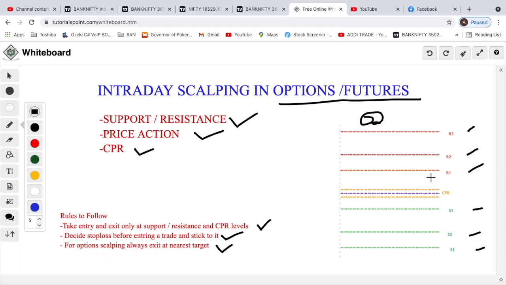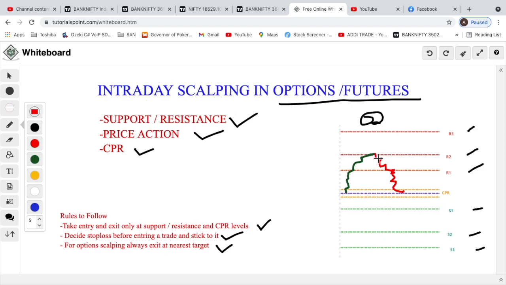Now, coming to the first rule, take entry and exit only at support, resistance or CPR levels. Say, assume I take a green marker. Say the price from the pivot is going up and suddenly takes resistance at R2. So in case you want to short, you will short at this R2 level and the price is coming down. The first target will be R1 and the second target will be the pivot. In case the pivot breaks, it will be S1, S2.